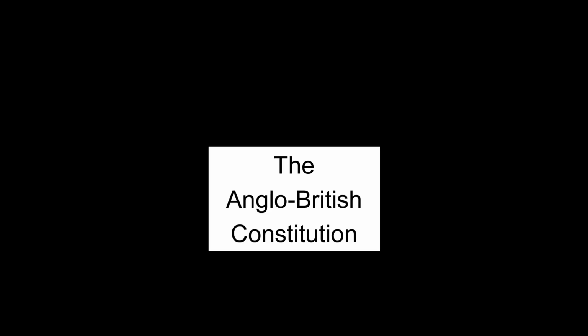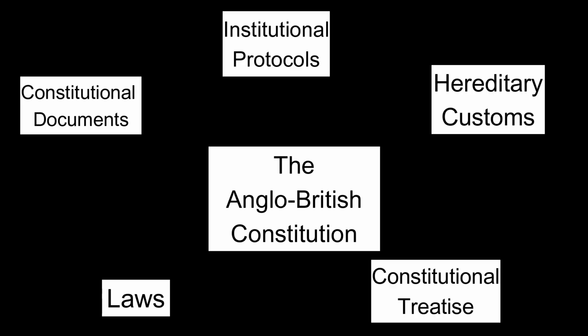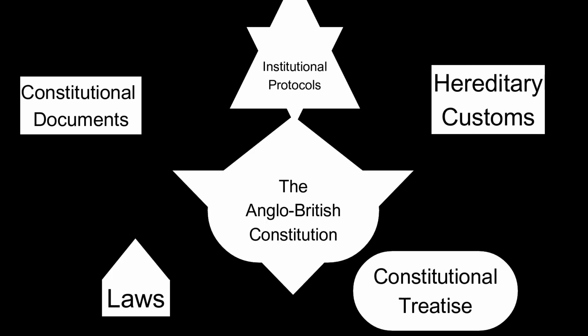If we think of the Anglo-British Constitution as a solid object, a set thing like the Constitution of the USA, we will miss it entirely. Earlier I gave you, therefore, a very literal definition of the Anglo-British Constitution. I said it was a composite of laws, constitutional documents, constitutional treaties, institutional protocols, and hereditary customs of the Anglo-British. Yet implicit in that is the idea that therefore the Constitution will change, since these constituent parts of it change. And if they and it change, then it must be by some method, some set of values, otherwise it would be changing chaotically and become dysfunctional.